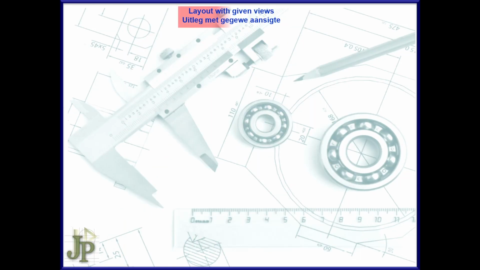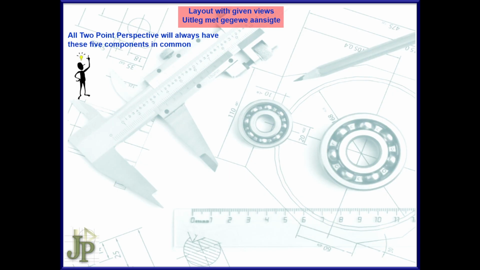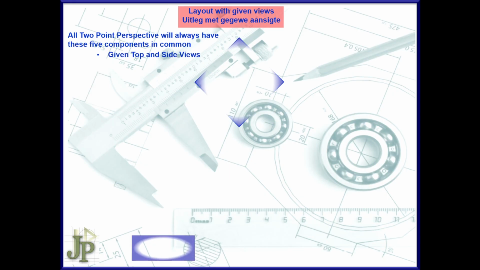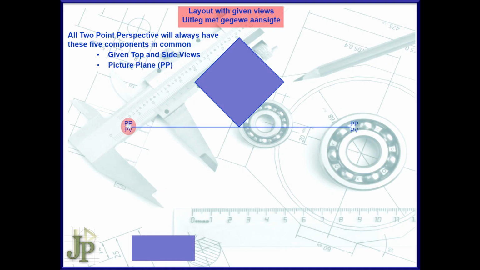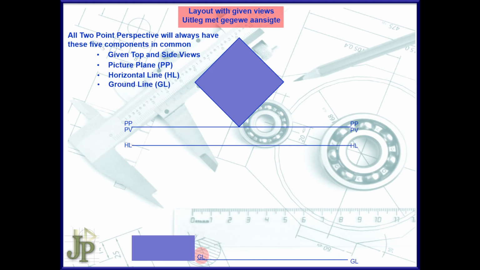You can take a look at the layout with the given views. All two-point perspective drawings will always have these 5 components in common. First, my given top and side views, my picture plane, my horizon line, my ground line, as well as my station point. My station point is where the observer will stand and look at the object.